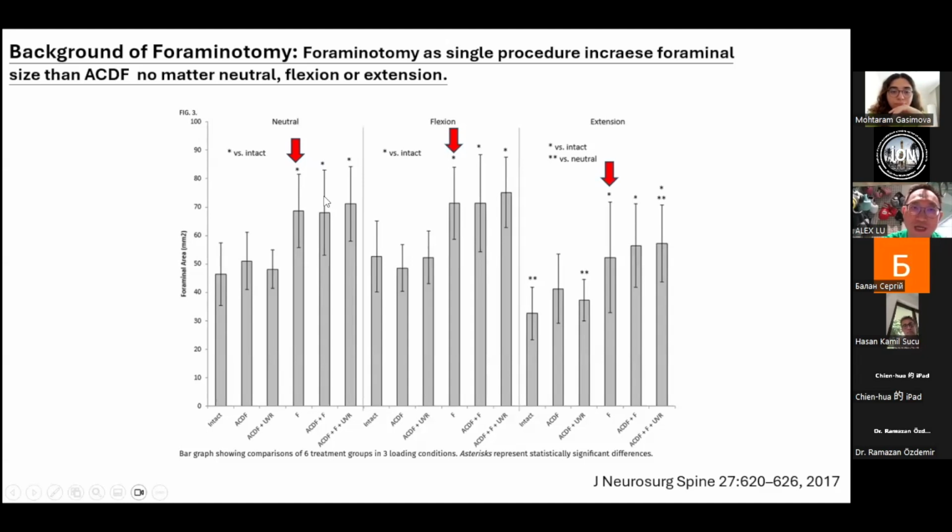That's foraminotomy. As you can see here, they compared the neutral and the flexion or extension positions. What we thought was most important is the extension, because when you extend the neck, that's the Spurling sign that impinges the nerve root. They found that foraminotomy, just one procedure, can increase the foramen much more than ACDF or ACDF with UVR. Even anterior with posterior, foraminotomy still became very significant, in neutral, flexion or extension, with enough cervical foramen diameter increase.